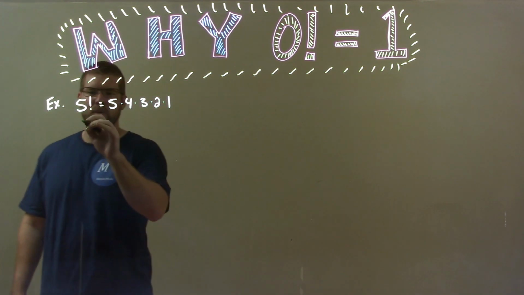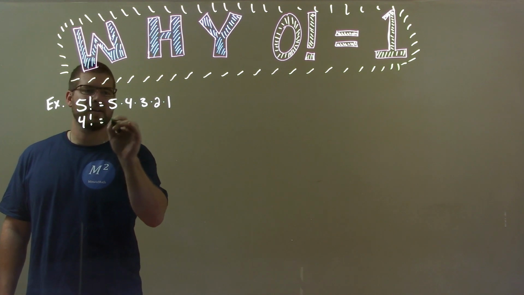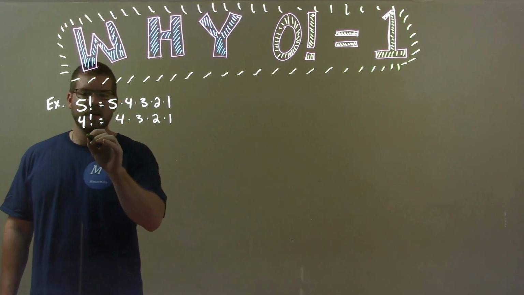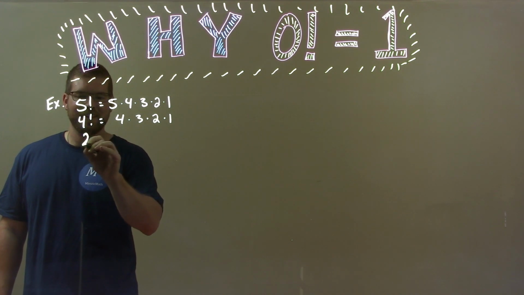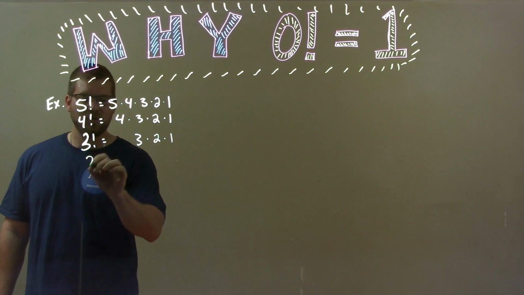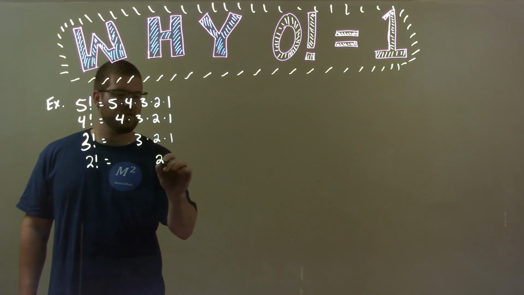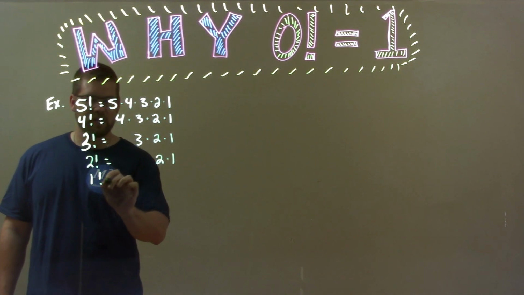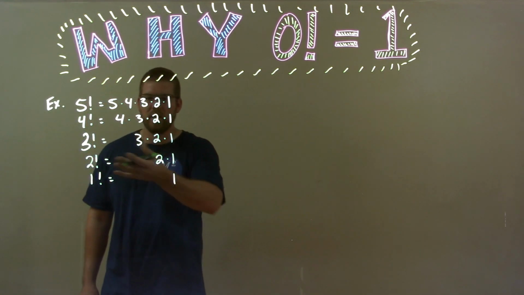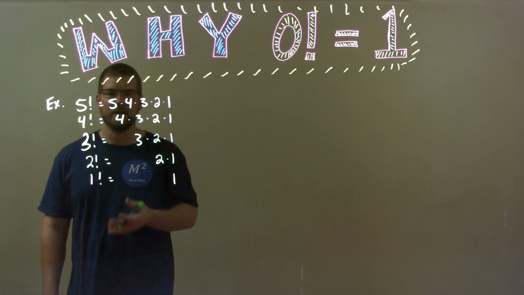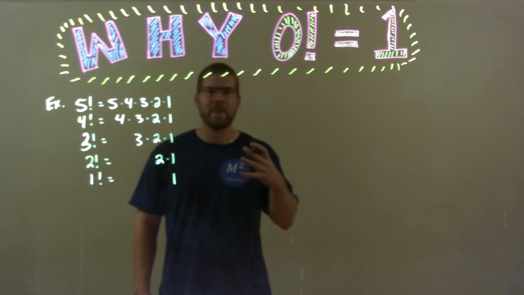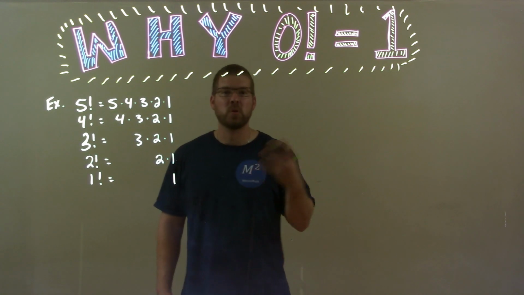Because if we work our way through, 4 factorial is 4 times 3 times 2 times 1, and 3 factorial is 3 times 2 times 1, and 2 factorial is 2 times 1, and so 1 factorial is just 1. This kind of confused me as a kid. But the proof for this really comes from the definition of what a factorial is.